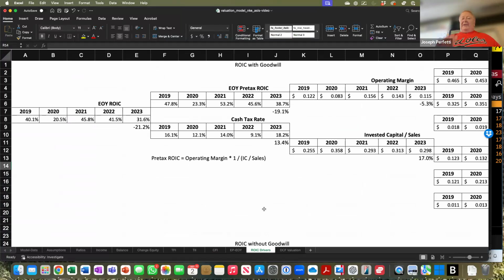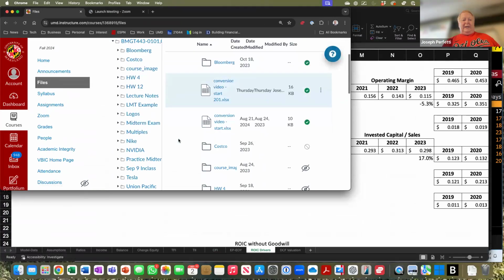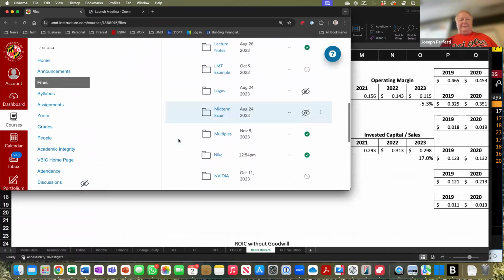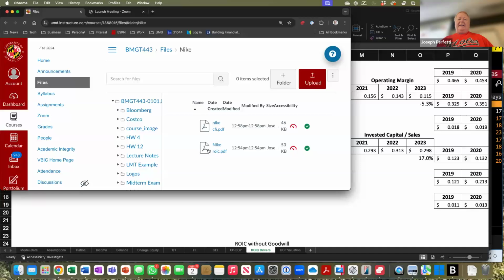Okay. So this tree exists in the files folder, in a subfolder called Nike, and it's called Nike ROIC.pdf. You need to open up and download that file. I'm going to give you 10 minutes to practice analyzing Nike's 5-year change in ROIC, and then we're going to go over this.